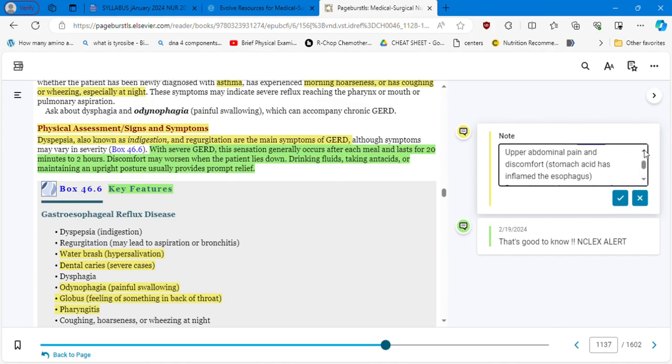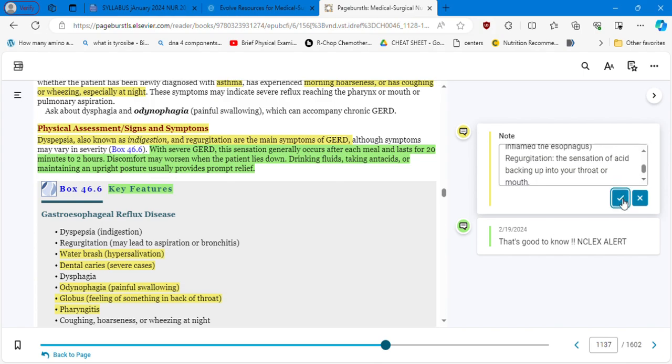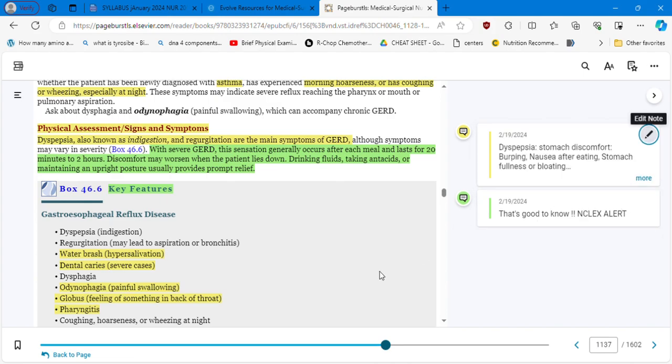So let's review this again. We have dyspepsia, stomach discomfort, right? We have burping, nausea after eating, stomach fullness or bloating, upper abdominal pain and discomfort. Stomach acid has inflamed the esophagus, right? That's why it's causing upper abdominal pain. Regurgitation is the sensation of acid backing up into the throat or mouth. So don't get confused with the terminology, but you need to master the terminology.